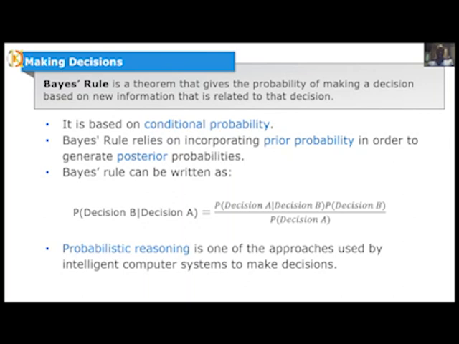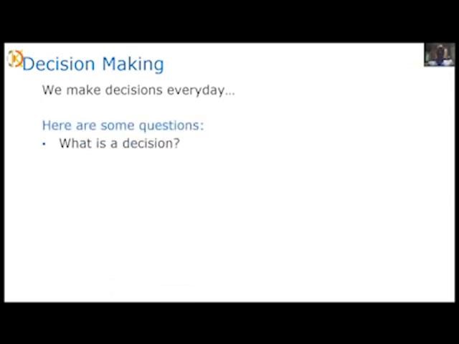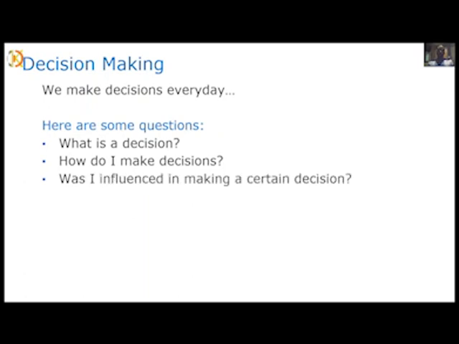In our daily lives, the same principles apply. Are we making decisions based on information we already know, or are we randomly making decisions, and then what happens after that? Every day we make decisions. Here are some questions. What is a decision? How do I make decisions? Was I influenced in making a certain decision?